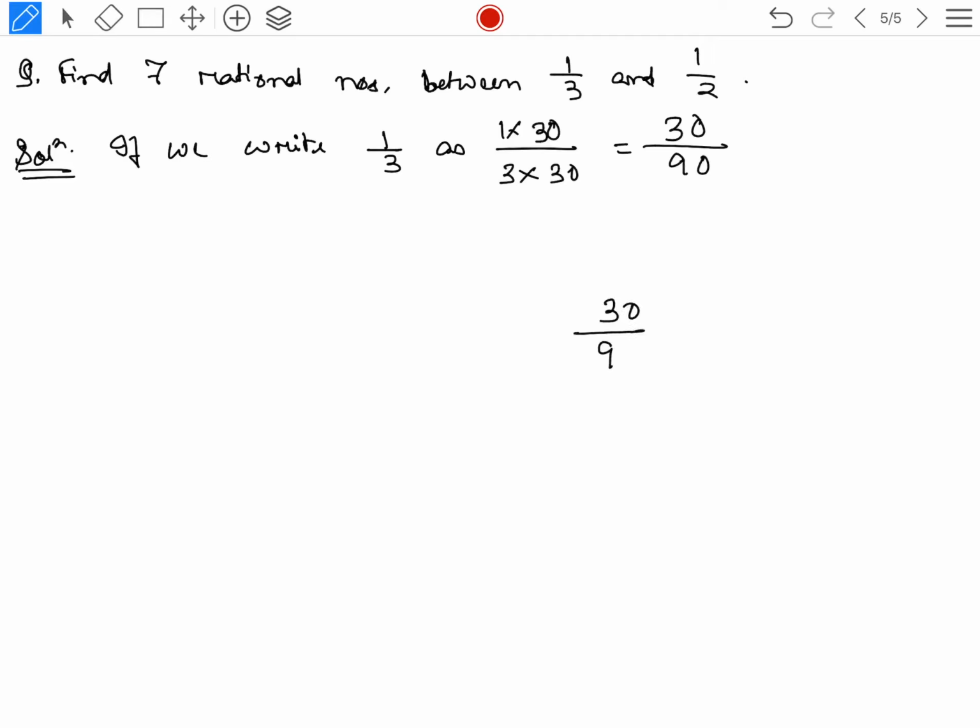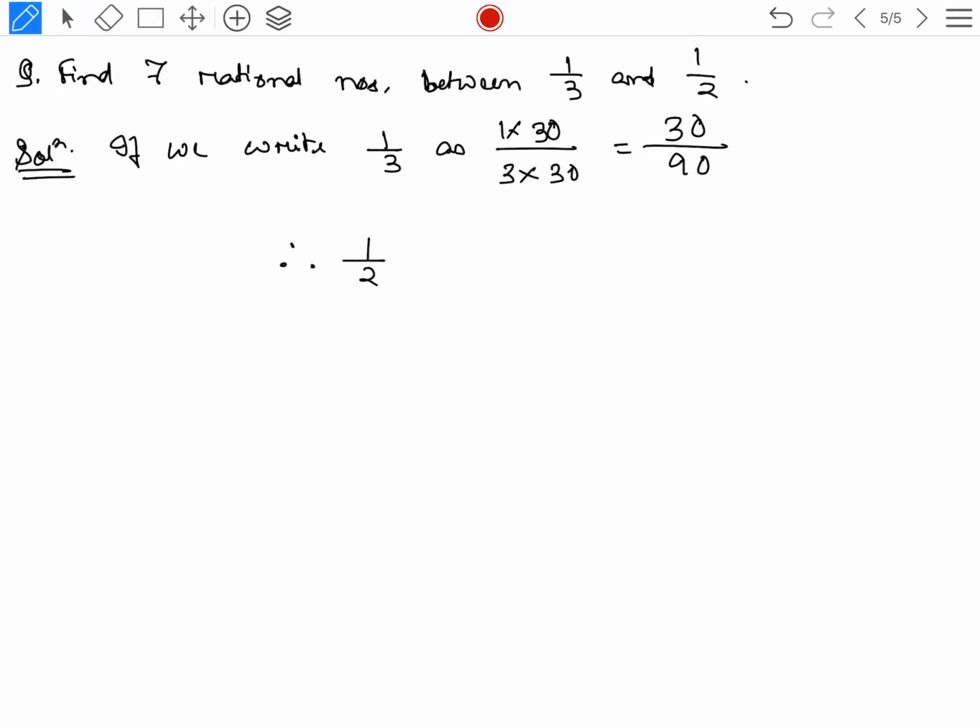We multiply the denominator by 30, so we need to multiply the numerator by 30. Now see, 30 by 90 means nothing but 1 by 3. Why? Because the 0 and 0 cancel, 3 1s are 3, 3 3s are 9, so it can be written as 1 by 3. Understood? So same answer.